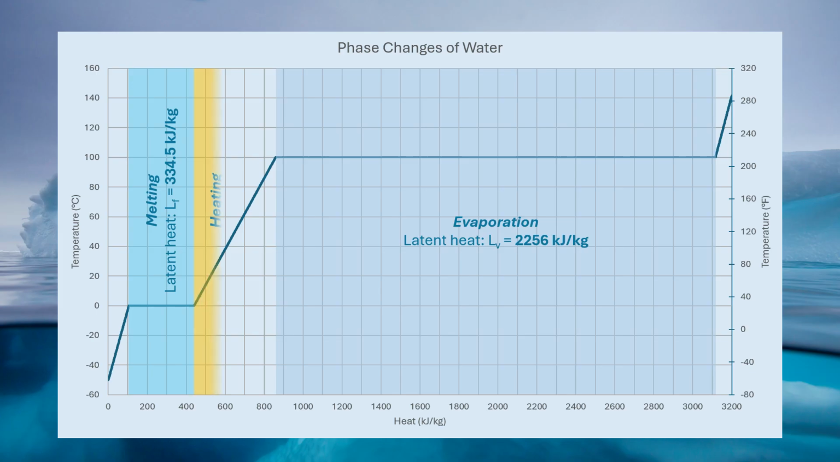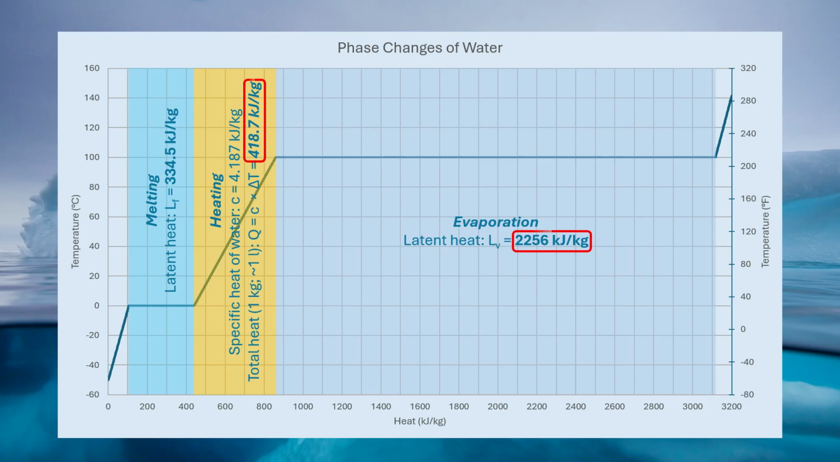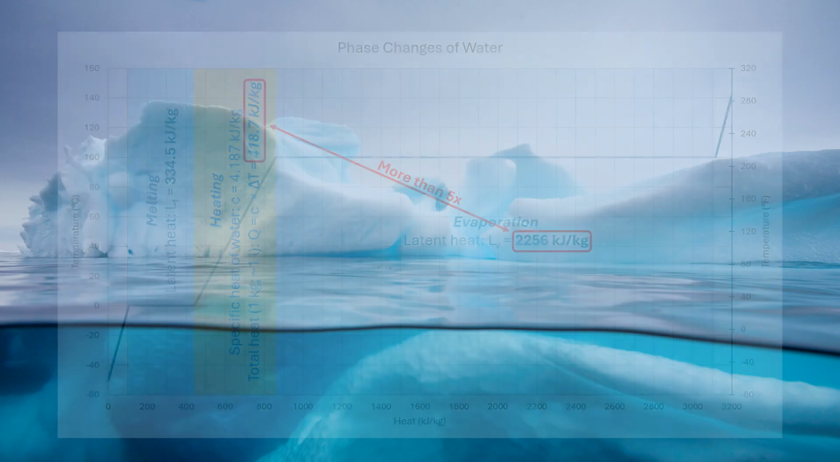It takes more than 5 times as much energy to evaporate water than to warm the same amount of water from 0 to 100 degrees Celsius, which is from 32 to 212 degrees Fahrenheit. This is not a minor correction. It is a dominant energy pathway.